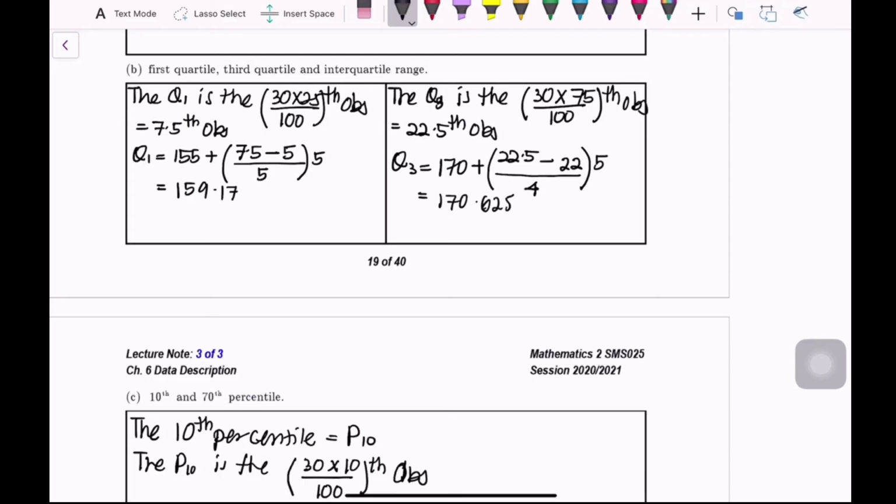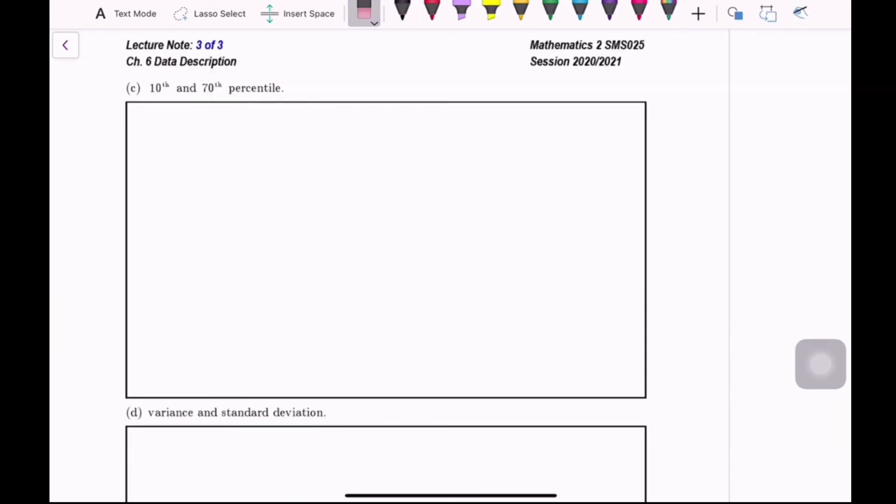170.625. For the interquartile range, or IQR, it is equal to Q3 minus Q1. So Q3 is 170.625 minus 159.17, and the interquartile range is 11.46. Find the 10th and 70th percentile.